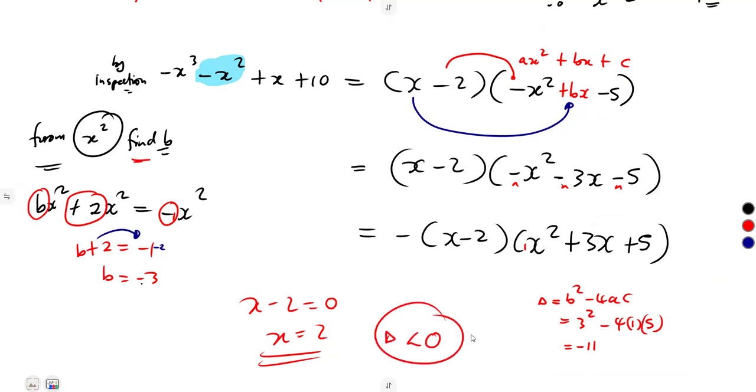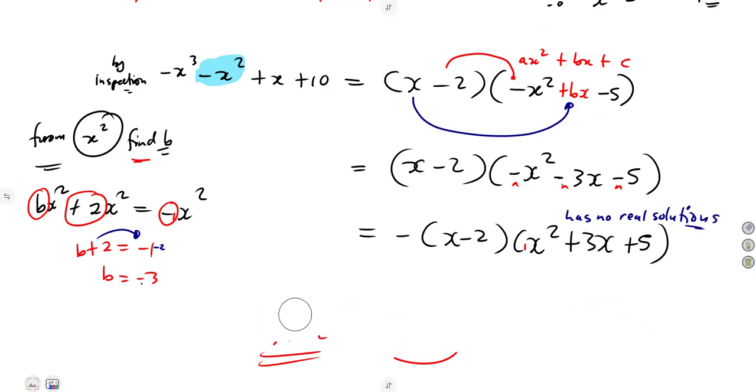remember there is no solution there. We do not have real solutions from this. So this part that we are having here has no real solutions. We cannot have the value of x from there.